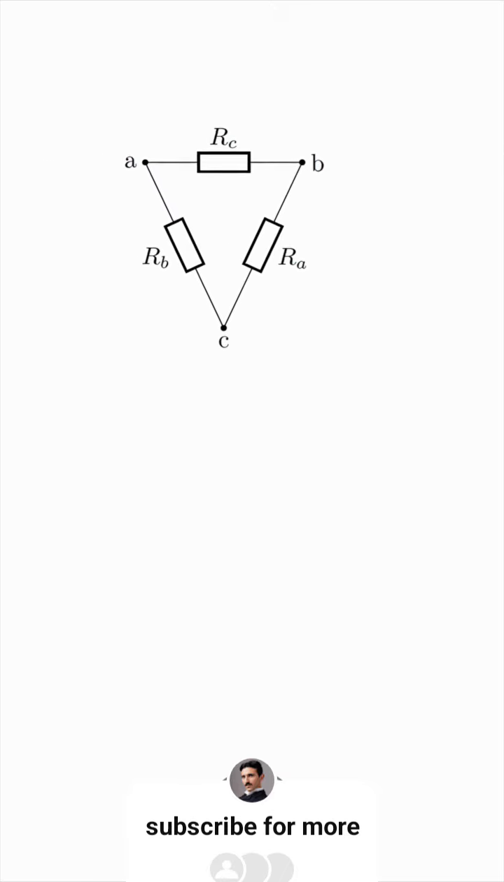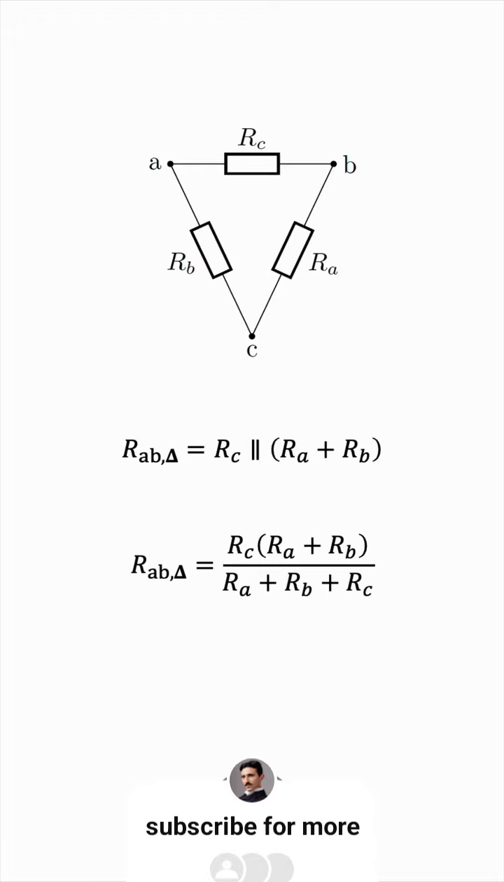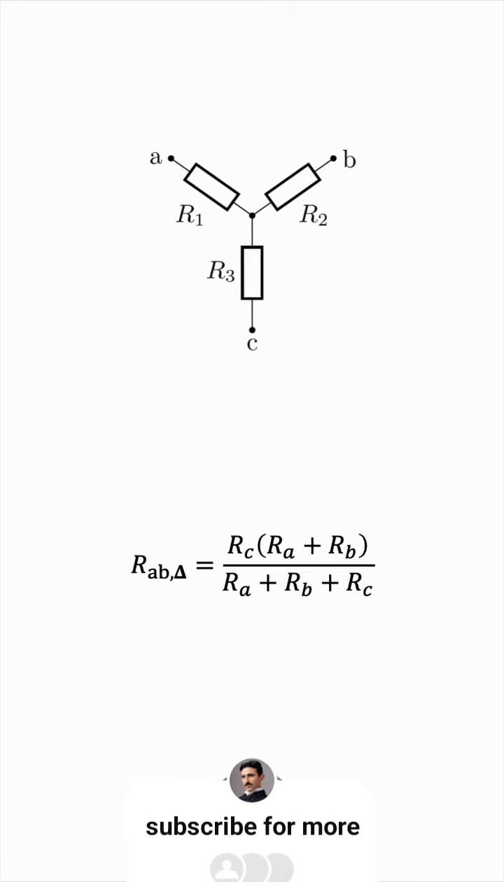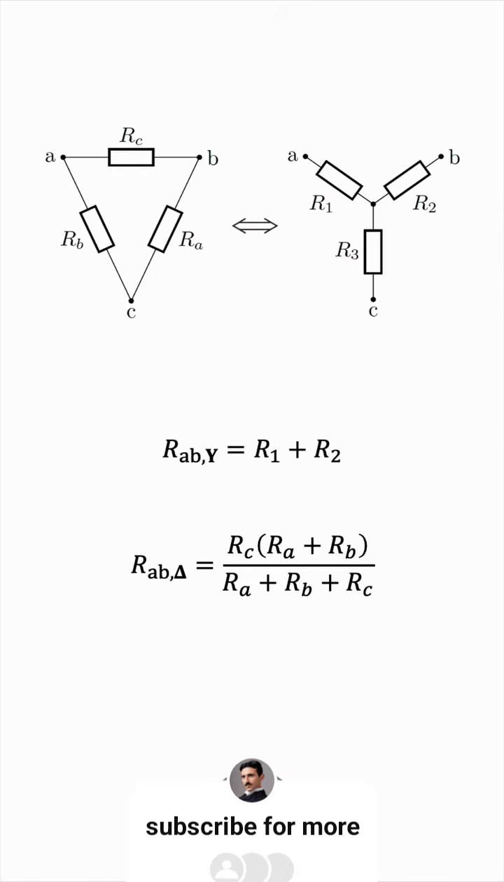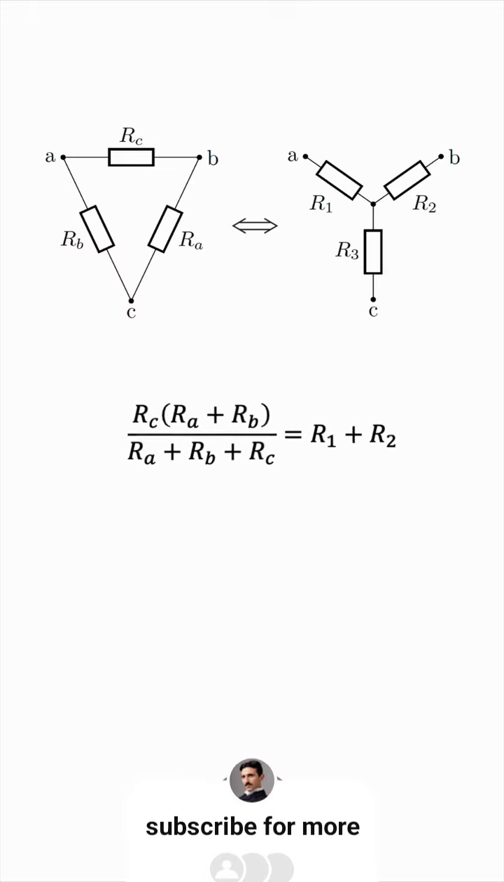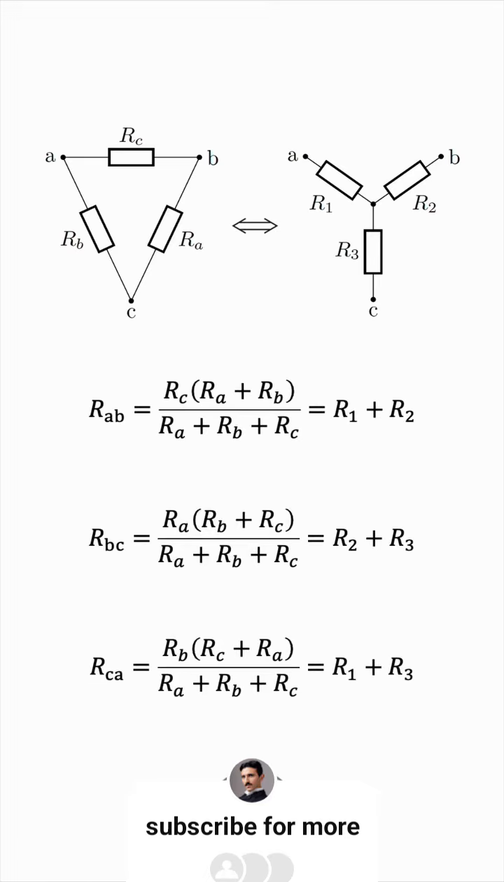For the delta connection, the equivalent resistance between A and B is RC in parallel with the series combination of RA and RB, so we can use product over sum. On the other hand, for the Y, the equivalent resistance between the same two terminals is R1 plus R2. So, for the two configurations to be equivalent, these resistances must be the same. Following a similar procedure, we can get equations for RBC and RCA.